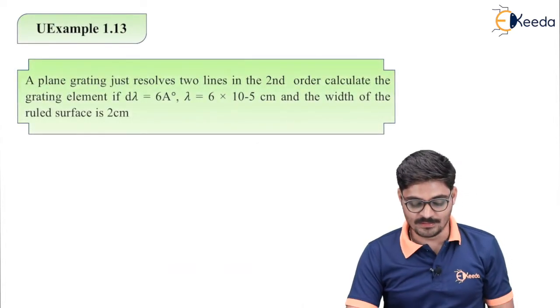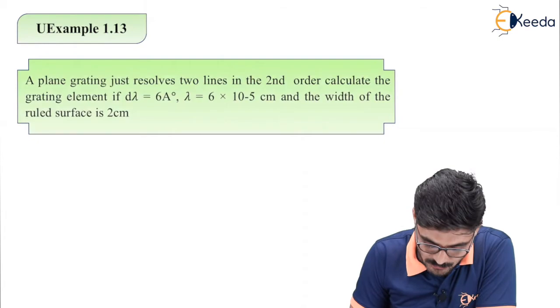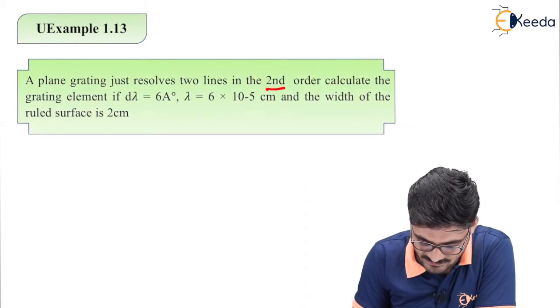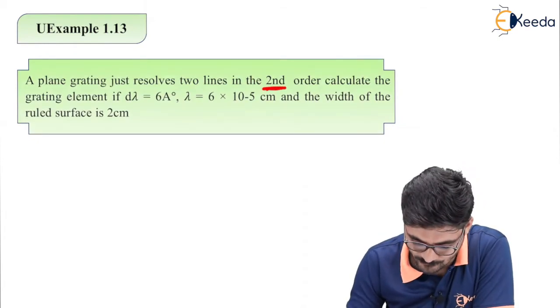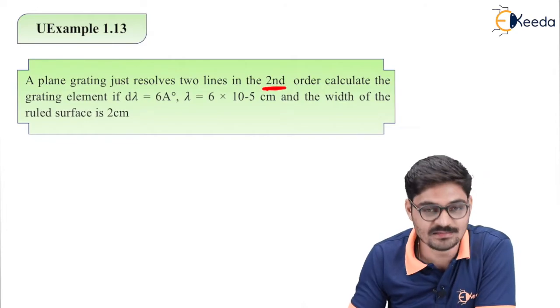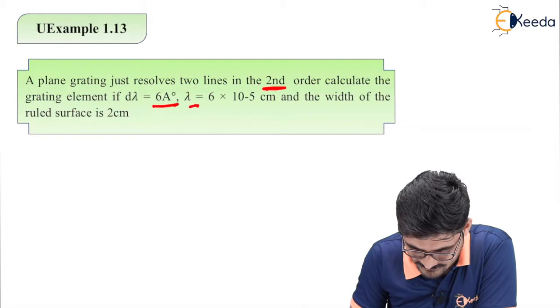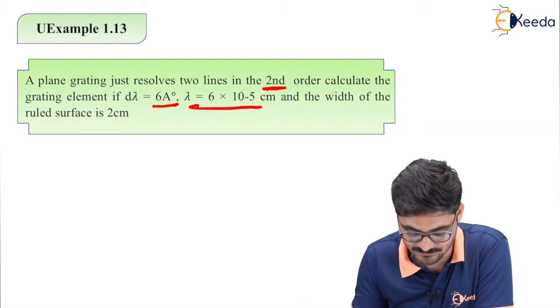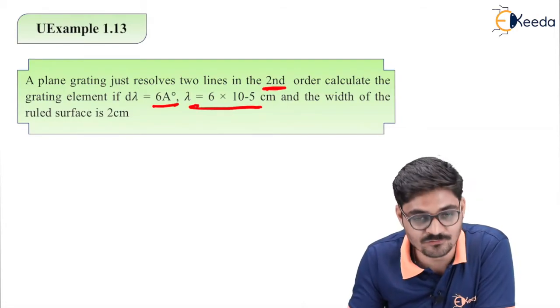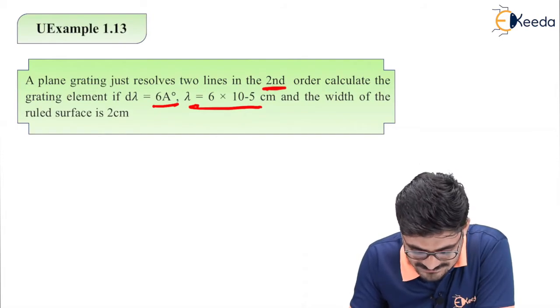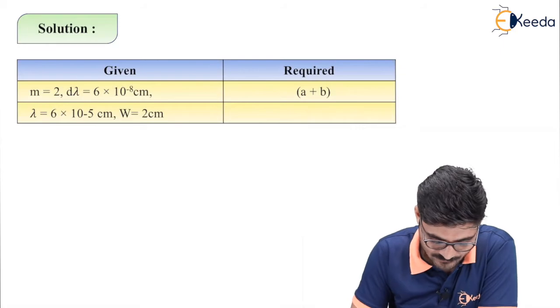A plane grating just resolves 2 lines in the second order. Order number is 2. Calculate the grating element if d lambda is 6 angstrom and lambda is 6 into 10 to minus 5 centimeter and the width of the ruled surface is 2 centimeter. What is to find? Let's understand what is given and what is to find.